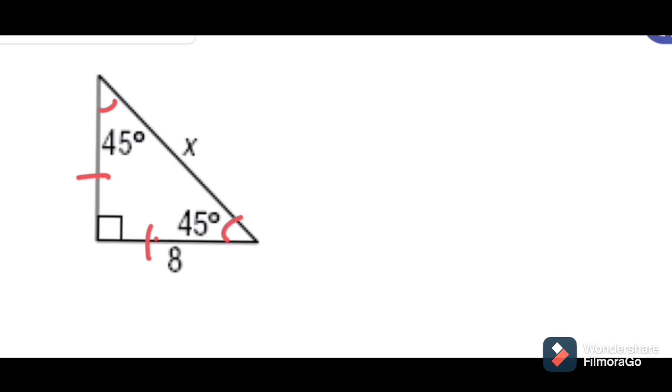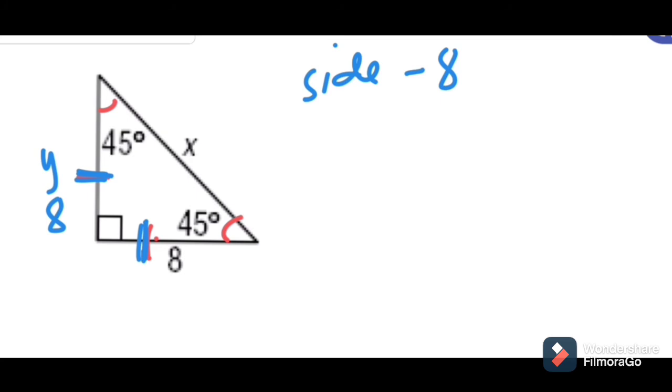Now let us name the parts. We have the side, which is equal to 8. How about the measure of this side? Let's make it y. So this is also y. So the other leg is also 8, because they are congruent sides or legs of the right triangle.